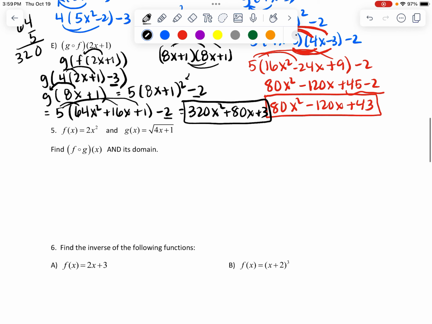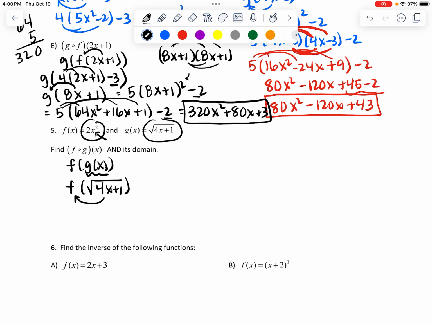Okay, it says find f of g of x. So we've just been doing that. That shouldn't be a problem. So I want to find f of g of x. So again, let's plug in the g of x. g of x is the square root of 4x plus 1. So it's f of the square root of 4x plus 1, which translates to plug the square root of 4x plus 1 into f. So I'm going to go into f, and wherever I see the x, I'm going to replace it with the square root of 4x plus 1.